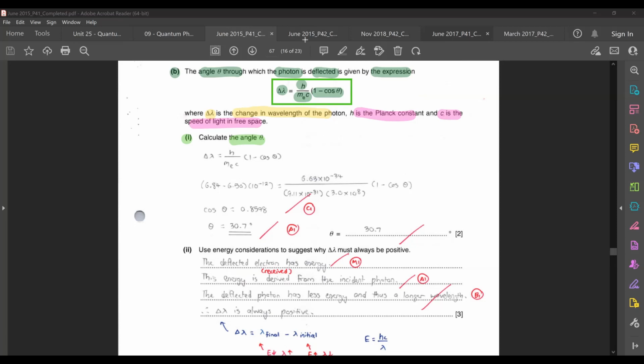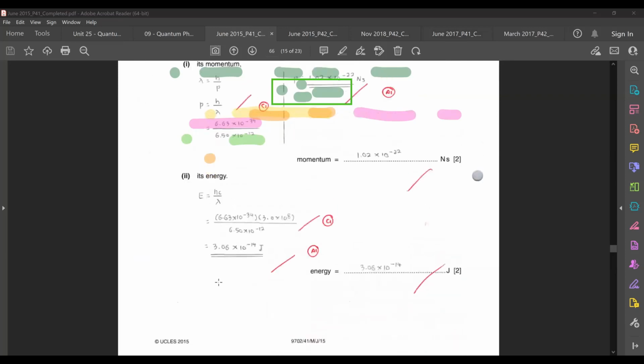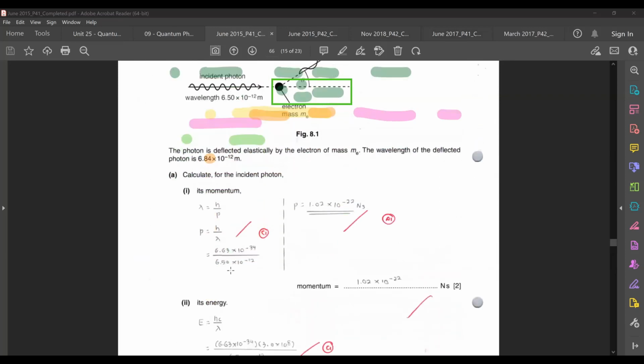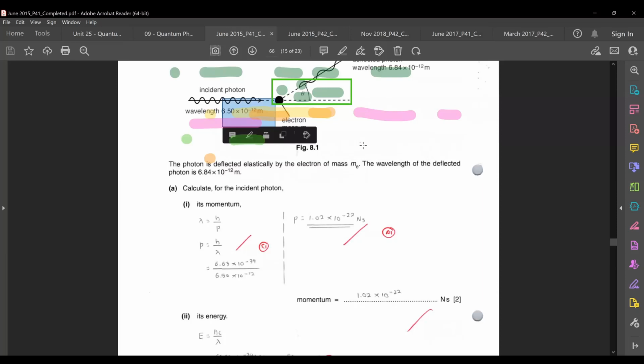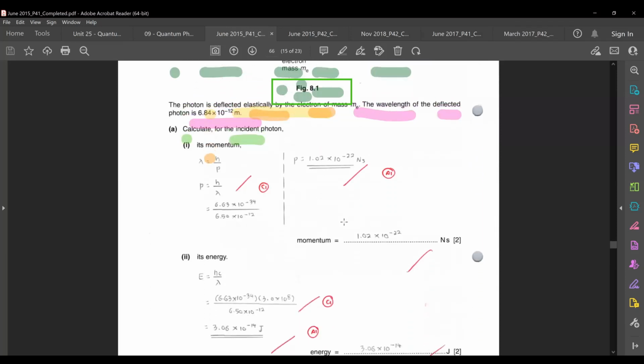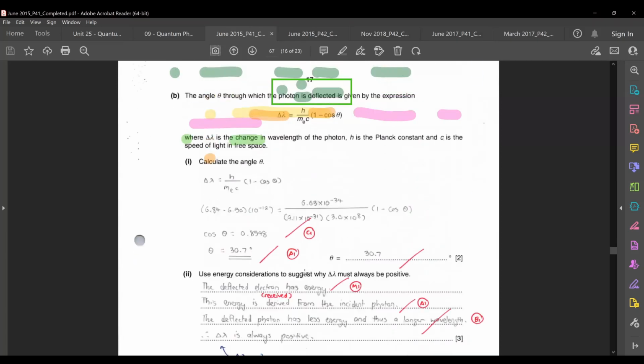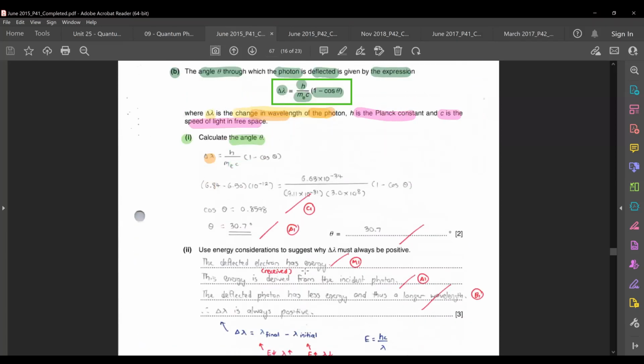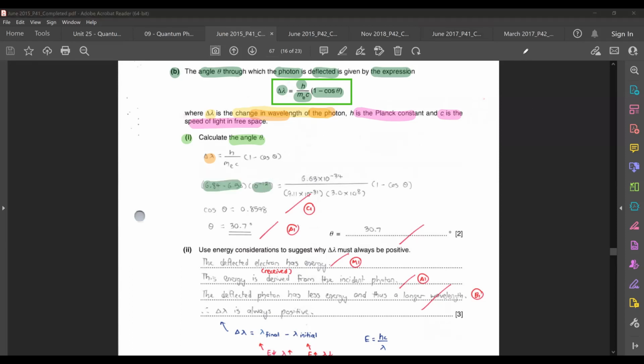Okay, so in your case, if you look at the first term in the equation, your delta lambda is the change in wavelength of your photon. You do know the wavelengths before and after the collision. It was 6.5 times 10 power minus 12 before this, and then after that it became 6.84 times 10 power minus 12. There's actually an increase in wavelength here. Okay, so try to sub in the values. You can factorize out the power of 10. It's 6.84 minus 6.5 times 10 power minus 12. This is the change in wavelength.